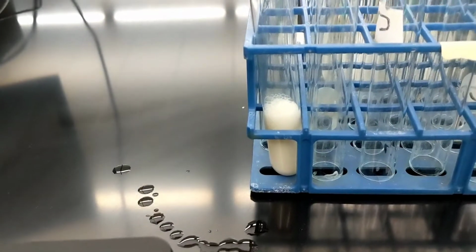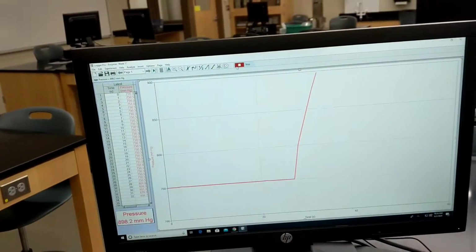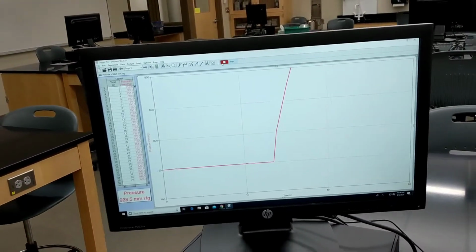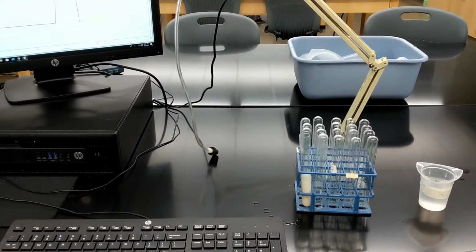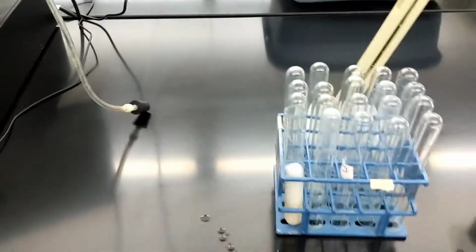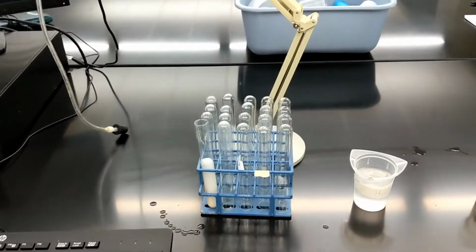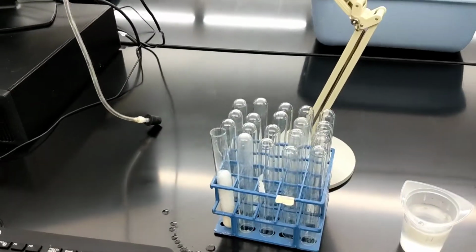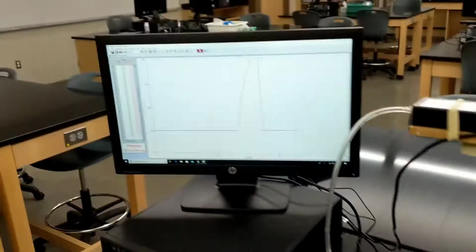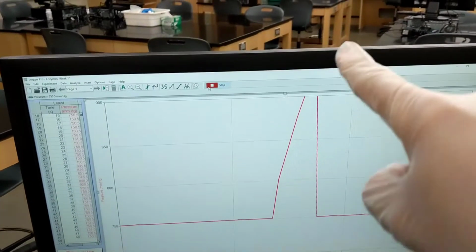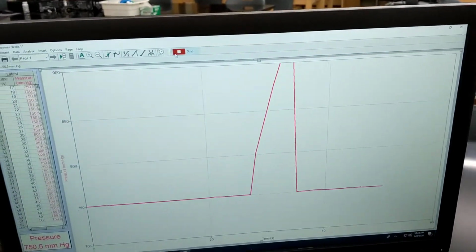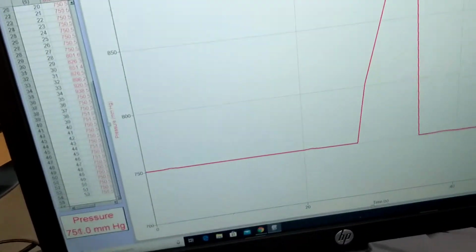Squirt it in, stick the stopper on. It's bubbling, and you can see that the pressure is greatly increasing on the screen. Whoa, and there went the stopper. It popped off, and we have a lot of foam, and if I feel the test tube, it's a little bit warmer to the touch than it was when I started. We have a reaction that's releasing energy here, and we can see our stopper popped, pressure came back down, and now it's back at room pressure again.